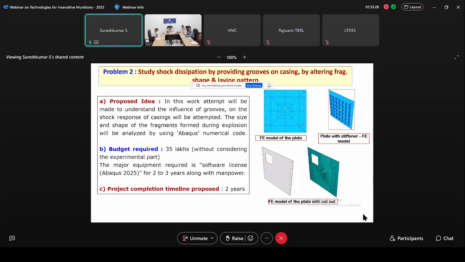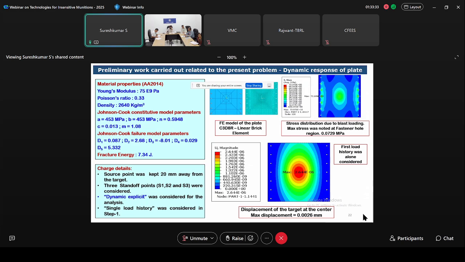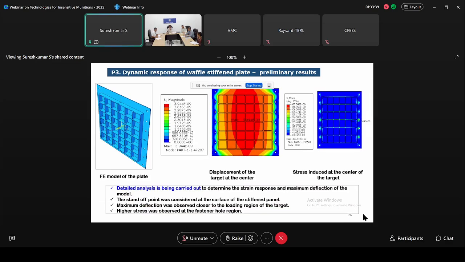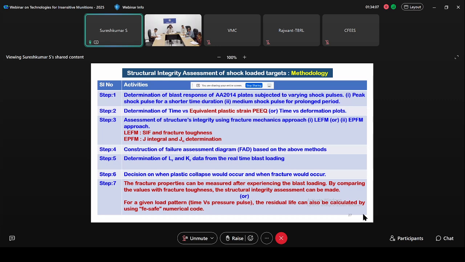A target can be modeled, for example, first with a cutout, and second with a stiffened plate. So this is a cutout model, and the second one is a stiffened plate. In this way, for providing the grooves, we have not yet attempted. By introducing several types of grooves in the surface of the casing or container, we can study the shock response for various charge locations and charge distances. So the dynamic deformation behavior of the target, because of the contact with the shock wave, can be studied. That is the major advantage of this.